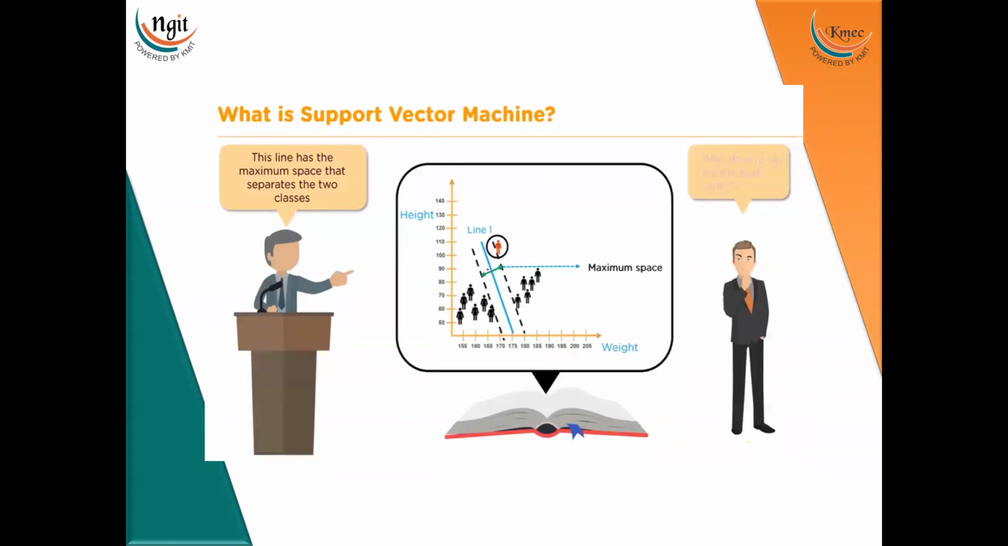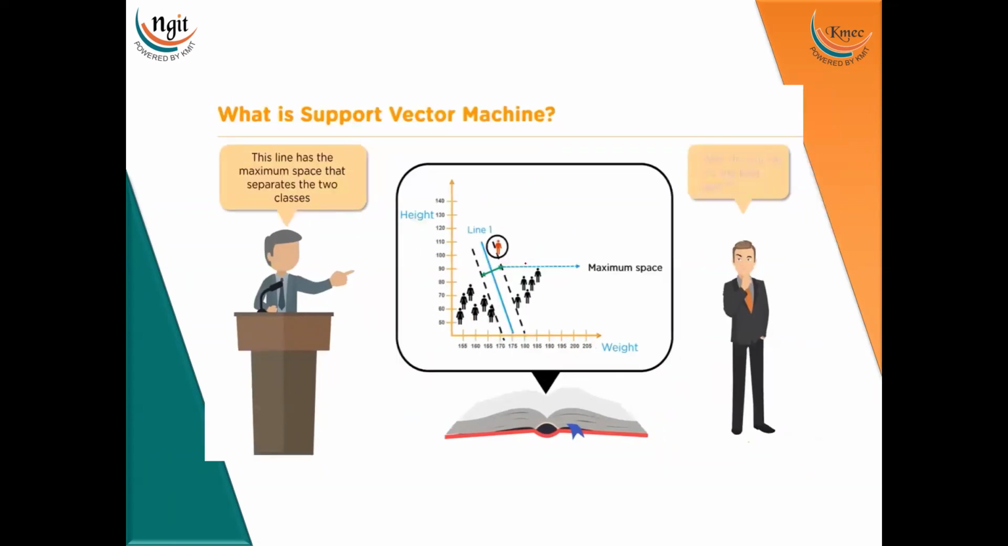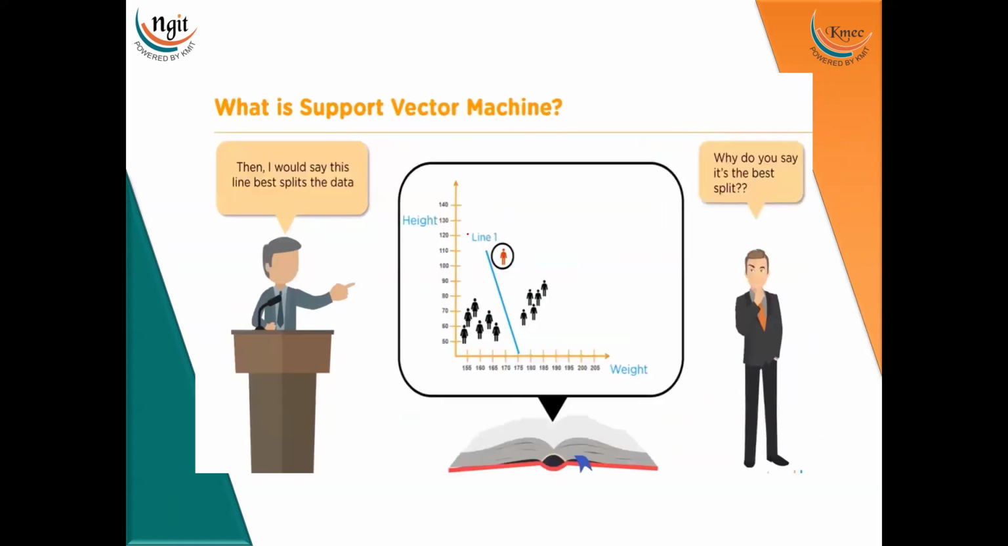Why am I saying this one? This line has the maximum space that separates the two classes. And suppose the next line, see these are the two lines. Try to understand the concept here. This is one line, this is the other line. I am saying that line 1 is the best one which splits the data. Why? Because it has the maximum distance between these data points. That's why I'm saying that this is the best split. So you may ask why not the other line?